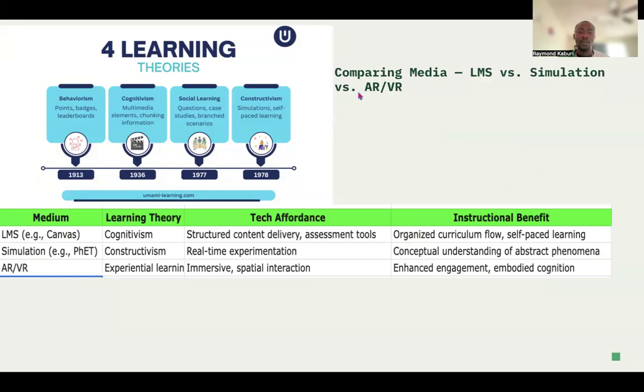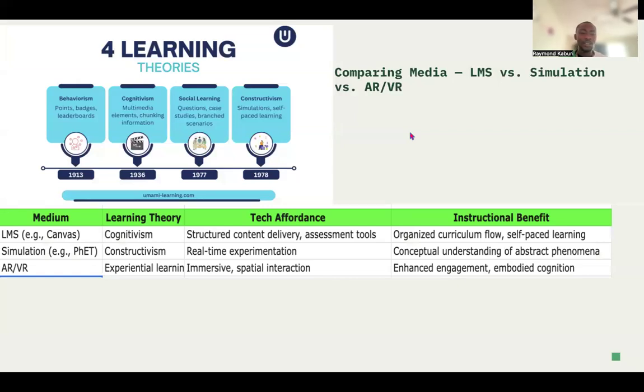Now, for us to move ahead, we want to do a comparison of our media, or the various technologies that can be used in our teaching and learning or in our classroom. For us to do that, we can never do away with the four theories of learning, which are behaviorism, cognitivism, social learning, as well as constructivism. So we are going to look at those four learning theories and how some of the technologies that we use in our classrooms are affiliated to these learning theories.